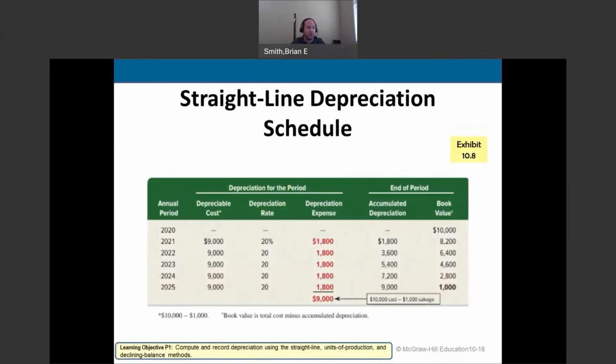Here's our schedule for the straight line depreciation method. Our depreciable cost stays at $9,000. Our rate stays at 20%. Our expense stays at $1,800 the entire time. Our accumulated depreciation increases by $1,800 each year until it gets to that $9,000, thus reducing our book value to $1,000 at the end of the life. That's our salvage value. This is how it should work out. If at the end of your calculations you did not get the salvage value as the book value, then you did something wrong.